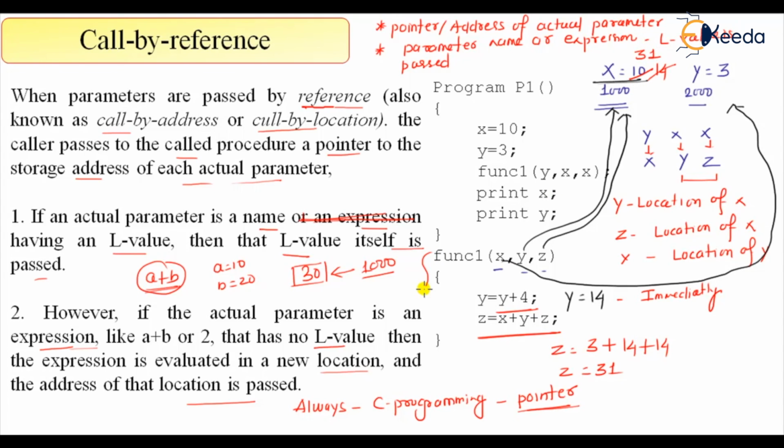So that is the effect of this function. When you come back and print x, the x value has been changed to 31 and the y value is 3. So 31 and 3 is the final answer that it will print.